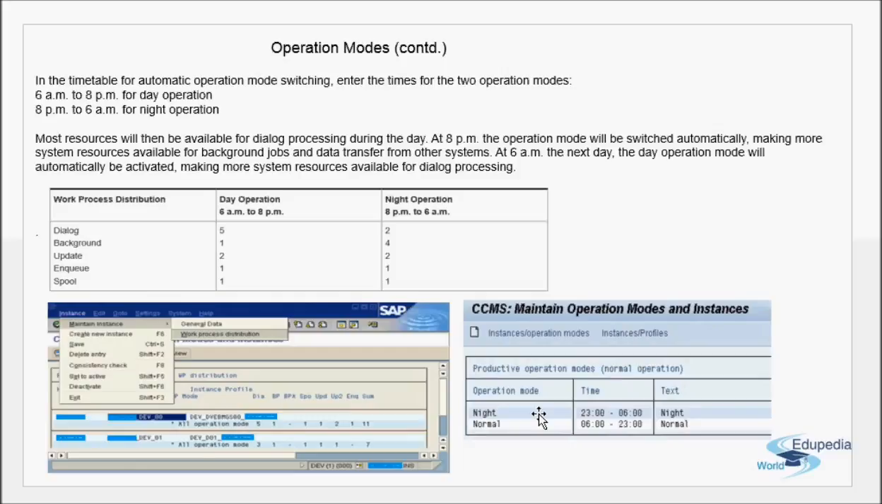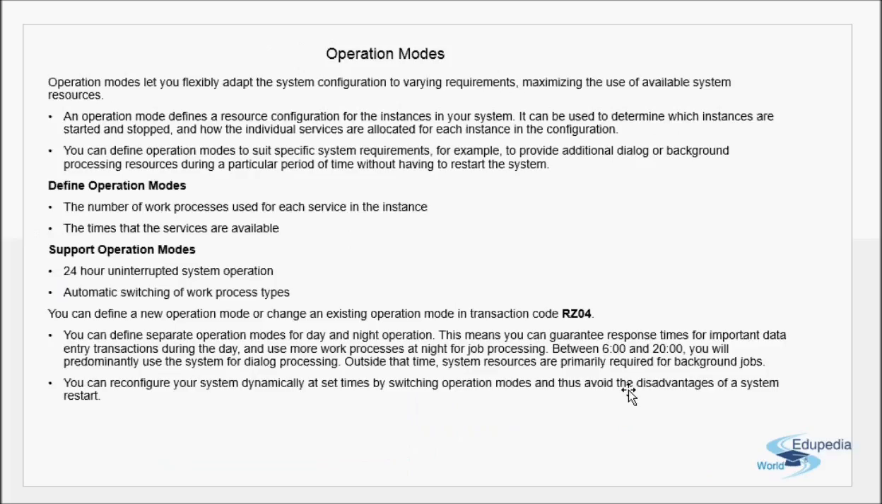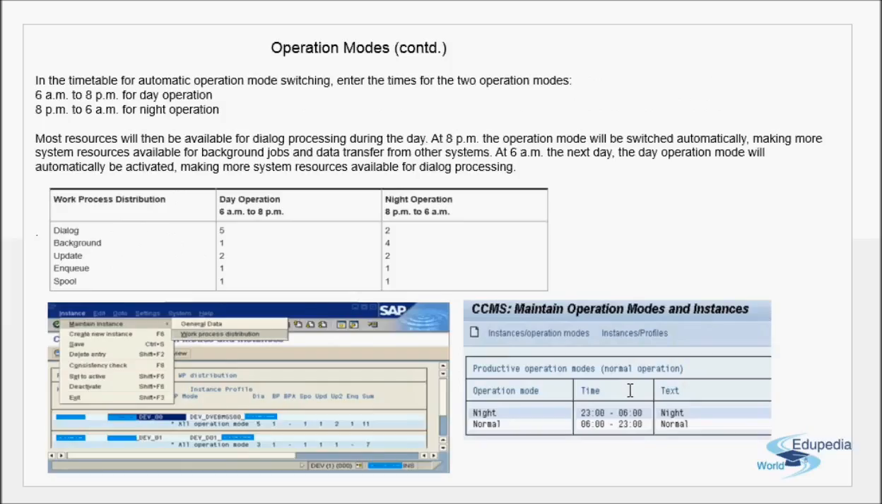So this dynamic switch will not happen until you define any operation mode. And even if you don't define any operation mode, it's fine. A dummy operation mode will be there where the initial configuration of the work processes, the number and the type of work processes we have defined in the profiles, will be active. Okay. So why do we define the operation mode? To do the dynamic switch. If we don't define an operation mode, the dynamic switch will not happen. Okay. So that is all about RZ04 operation modes.